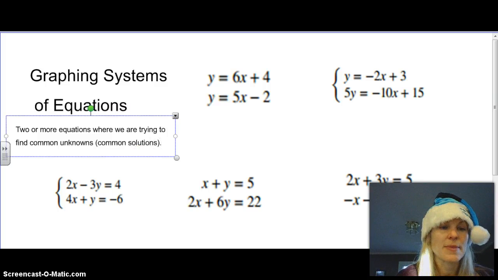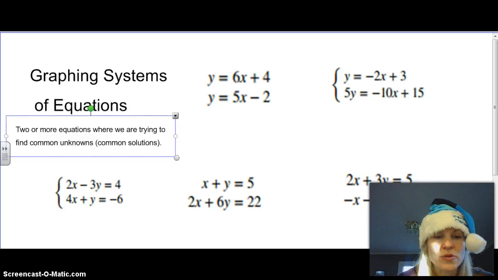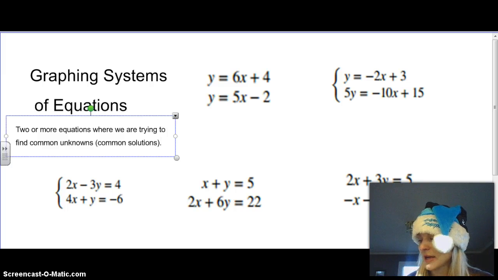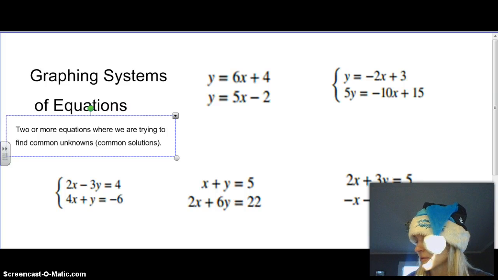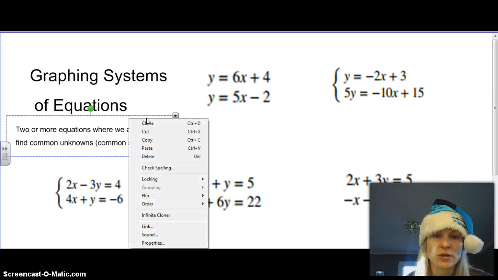Makes more sense, okay? So we're trying to find, as we've talked about before, whether they have one solution in common, no solutions, or all their solutions in common, okay? So that's a big thing for your test tomorrow. So let's look at this first example here. We'll call this maybe example 1.